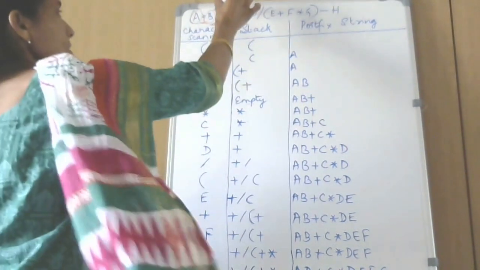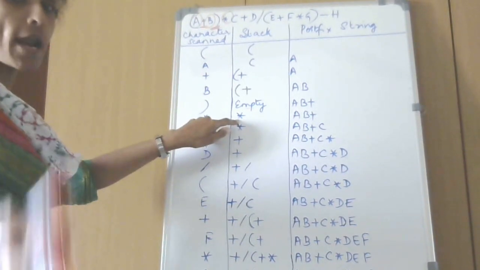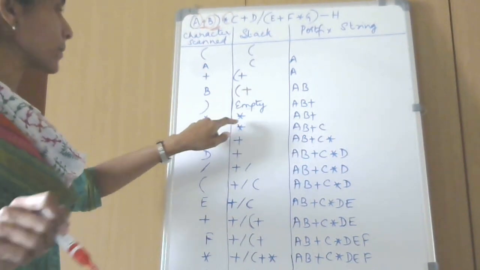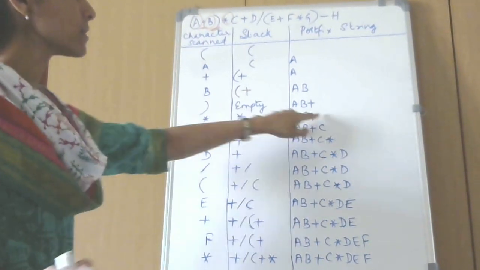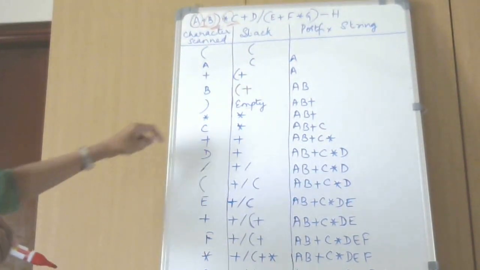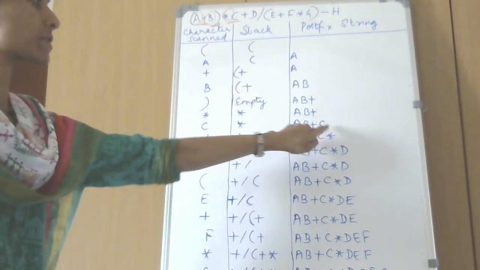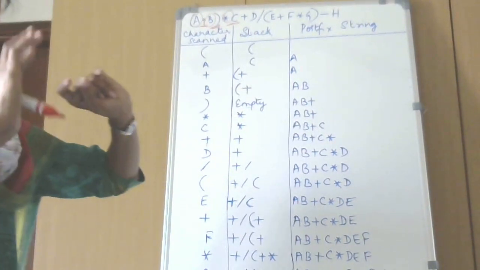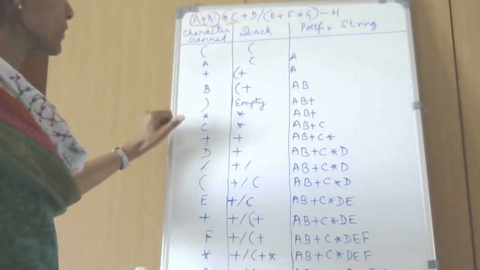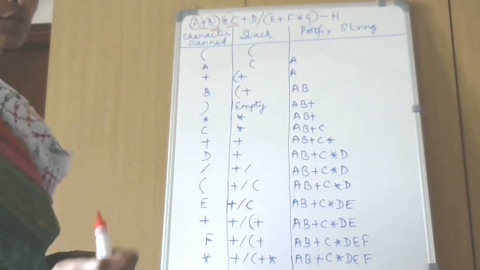Now the next character to be scanned is star. It's an operator, so I have to push it onto the stack based on priority. But since the stack is empty, I don't have anything to compare, so I simply push the star onto the stack. The postfix string remains AB plus. The next character is C. C is an alphabet, so we simply put it onto the postfix string: AB plus C. Any digit or alphabet, simply put it to the postfix string; no need to bring it into the stack. Only open parenthesis, close parenthesis and operators you bring into the stack.